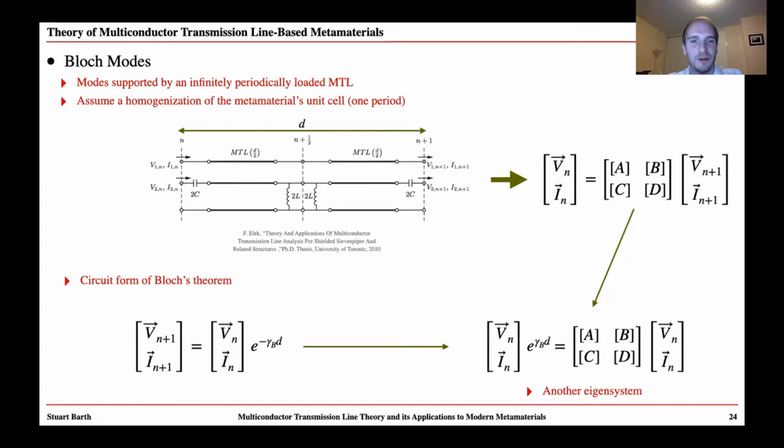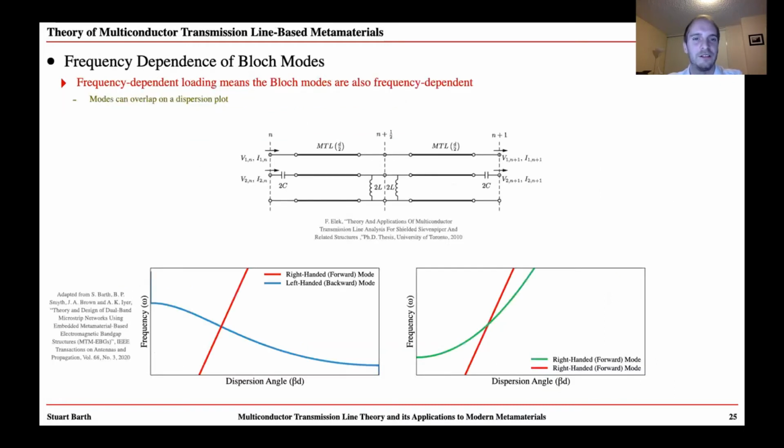So how we compute these Bloch modes is typically we create a unit cell equivalent circuit model, as shown on the top left. We turn that into an ABCD matrix by just cascading the various components. And we use a circuit form of Bloch's theorem, which relates the voltage and current quantities across one unit cell with just a periodic boundary condition. And we get the equation in the bottom right. And of course, you'll note this is another eigensystem, a slightly different form than what we saw in the basic MTL theory, but a similar concept nonetheless.